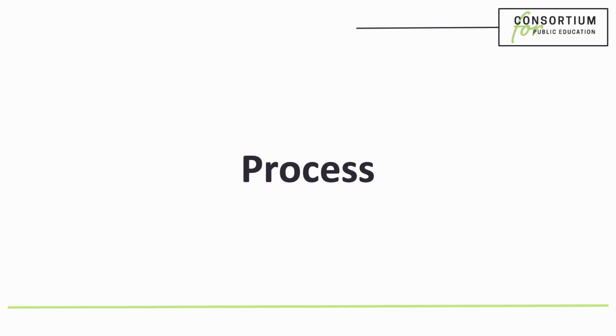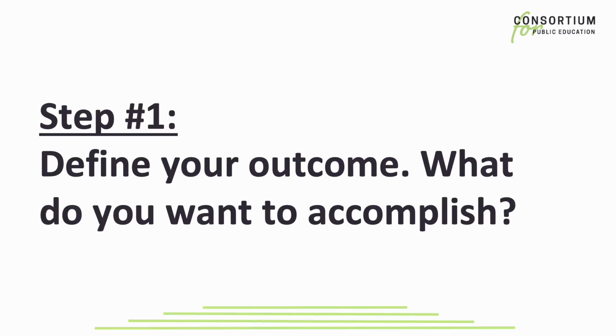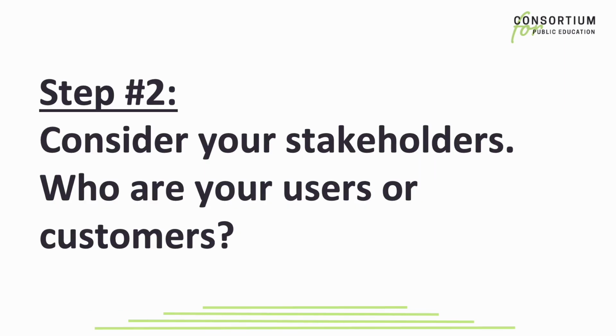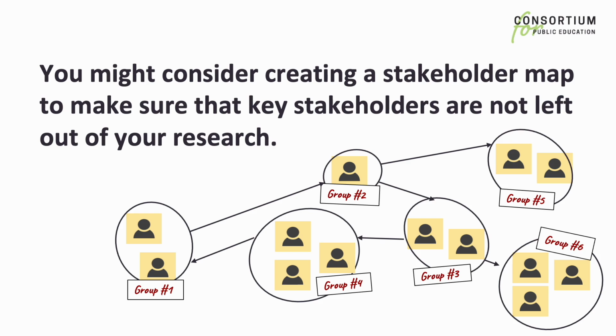So, let's talk process. Step 1. Define your outcome. What do you want to accomplish? Step 2. Consider your stakeholders. Who are your users or customers? You might consider creating a stakeholder map to make sure that key stakeholders are not left out of your research.